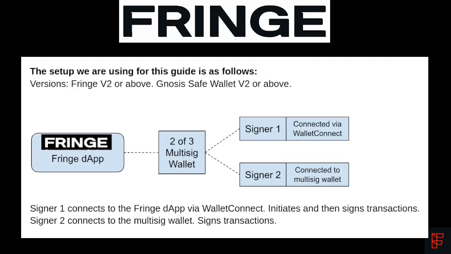So our Fringe DApp is connected to a 2 of 3 multi-sig wallet, and we have two signers set up here. Signer 1 connects to the Fringe DApp via WalletConnect. They initiate, then sign the transaction, and signer 2 connects to the multi-sig wallet, and they sign the transactions and submit them to the blockchain.